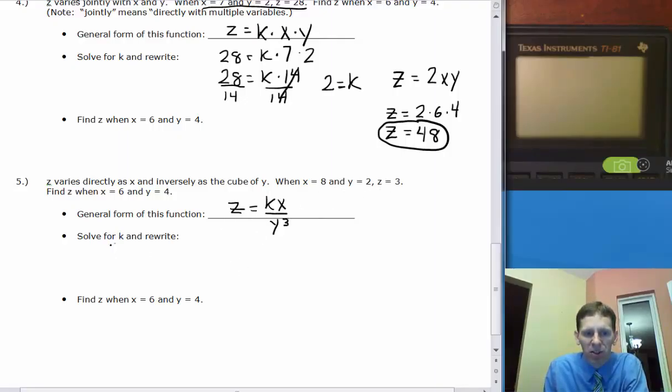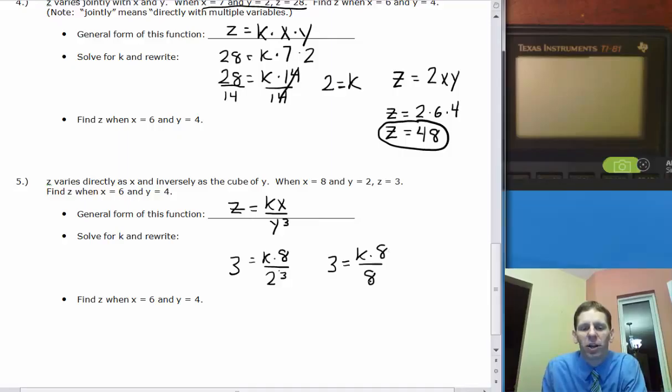Now we're going to substitute our numbers in to solve for k. So we know x equals 8, y equals 2, and it's going to be cubed, and z is equal to 3. Now, I would crunch out what 2 cubed is equal to. 2 times 2 times 2, that's equal to 8. So we have 3 equals k times 8 divided by 8. Now, in this situation, the 8's would actually cancel out, and you would get k equals 3.